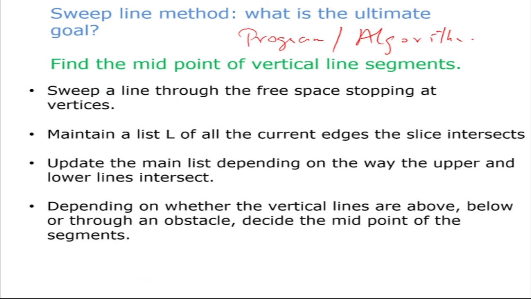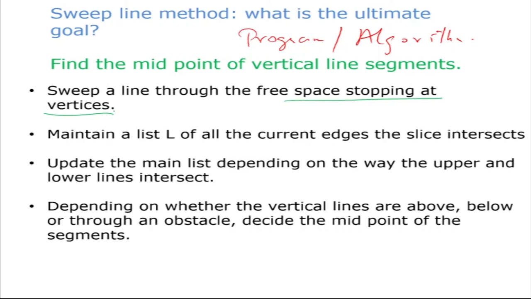Now the algorithm is basically using the sweep line method. The ultimate goal of the sweep line method is to divide the space into trapezoidal cells. Once we get the trapezoidal cells and the length of the straight lines, we can find the midpoint. The sweep line sweeps through the free space, stopping at the vertices.